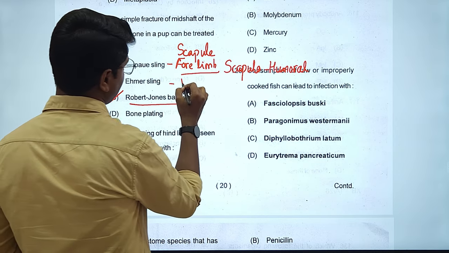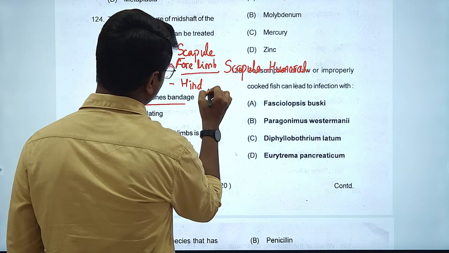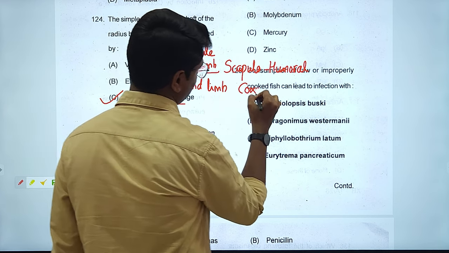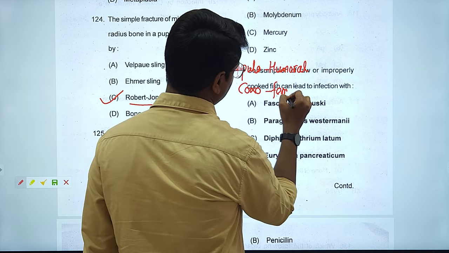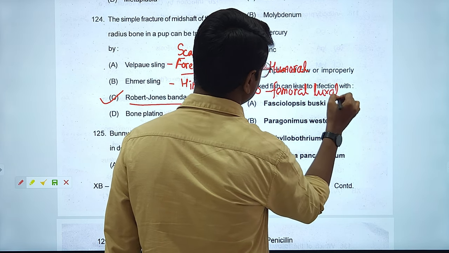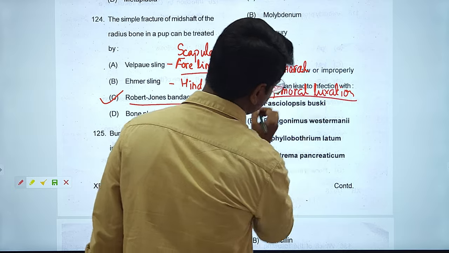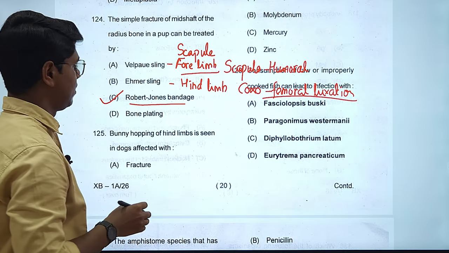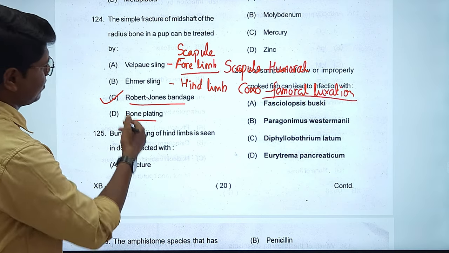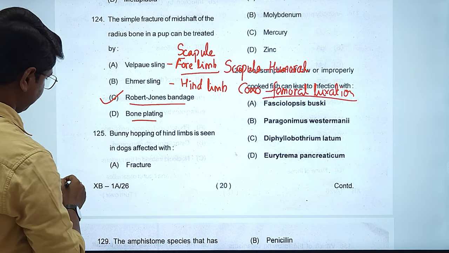The Ehmer sling is used for the hind limb. Most famously it is used for coxofemoral luxation. Sometimes for a fracture of the head of the femur, for that also you can use the Ehmer sling. Bone plating, you know that bone plating. Internal fixation is not done in pups.